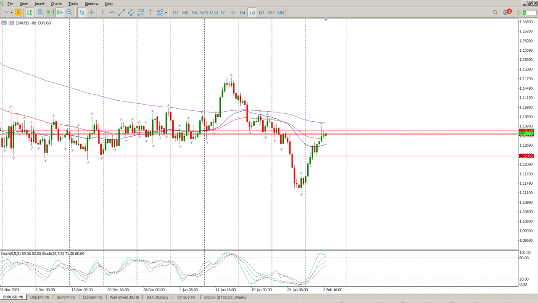So starting off with Euro USD as usual, we have sort of tagged the zone that we were talking about yesterday, but haven't really rejected it. At the moment it's green bar, green bar, green bar, and oscillators are also grouping to the upside. We're not grouped yet, but they're getting there. And the key thing here is there is our previous high.